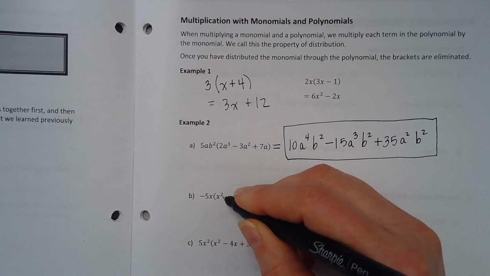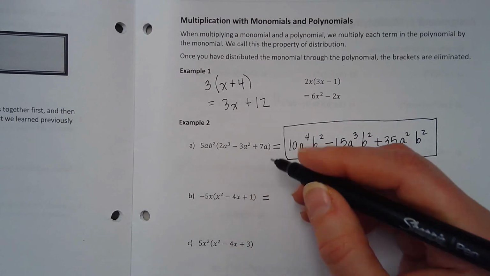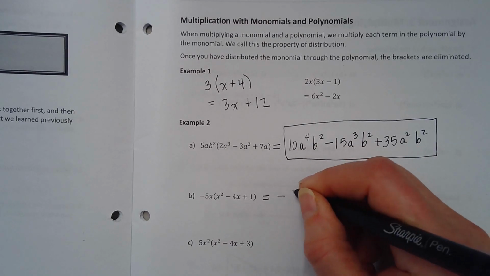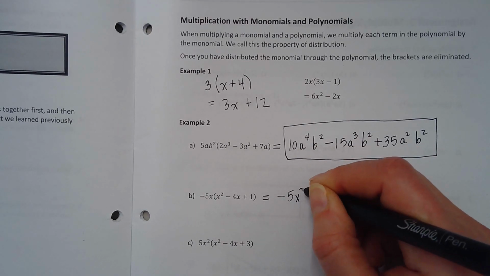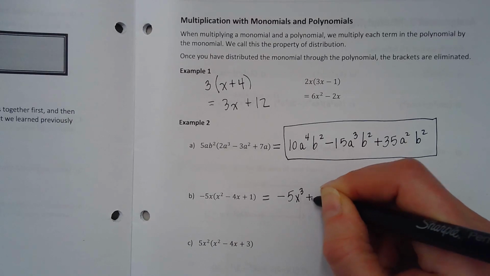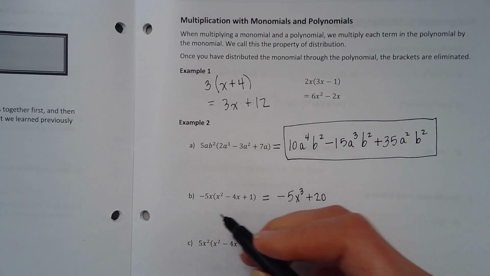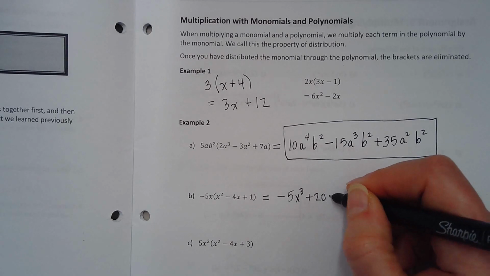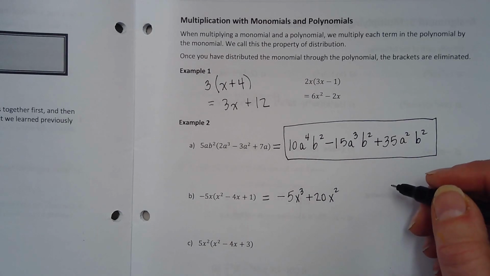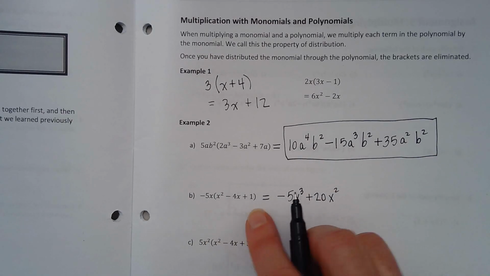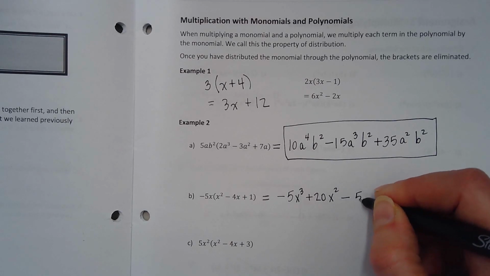Look inside the brackets, no like terms, but it's a trinomial again. So I'm going to have negative 5x cubed, positive 20, x times x, that results in x squared, right? Negative 5x times 1 results in negative 5x.